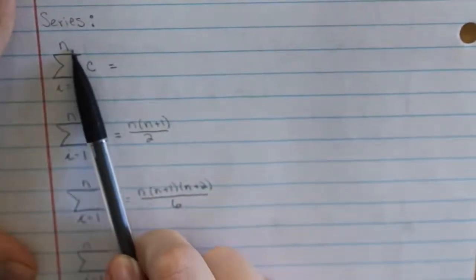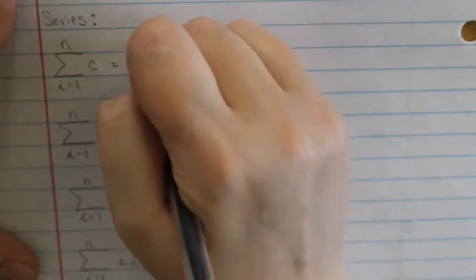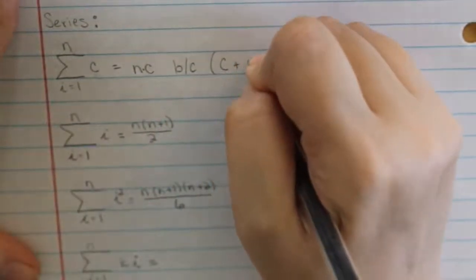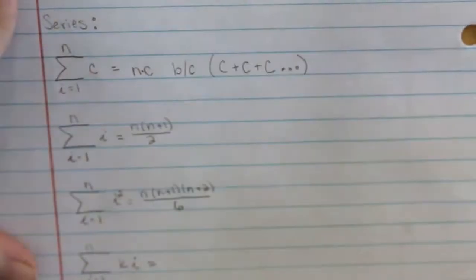So this is a constant right here. If you'll notice, that's what C stands for. It's just the constant. And when you have the constant and it starts at 1 and it's going to n, you just simply do n times the constant. So it's the number of times that you're planning on repeating it times the constant. The reason for this is because you're doing constant plus constant plus constant all the way up to whatever n is.